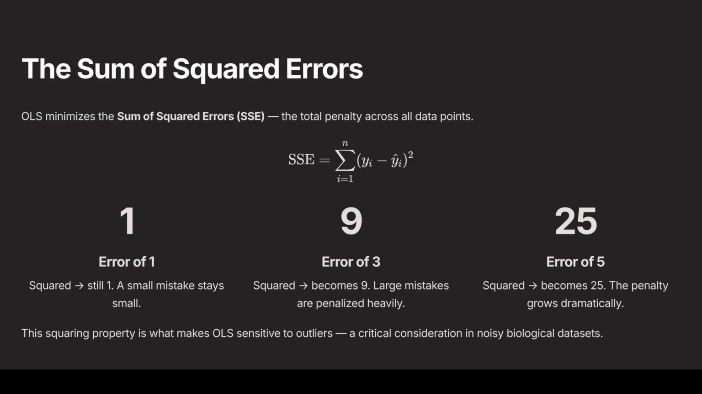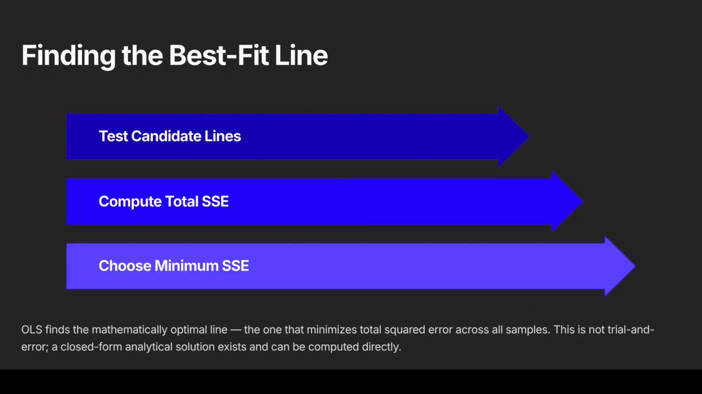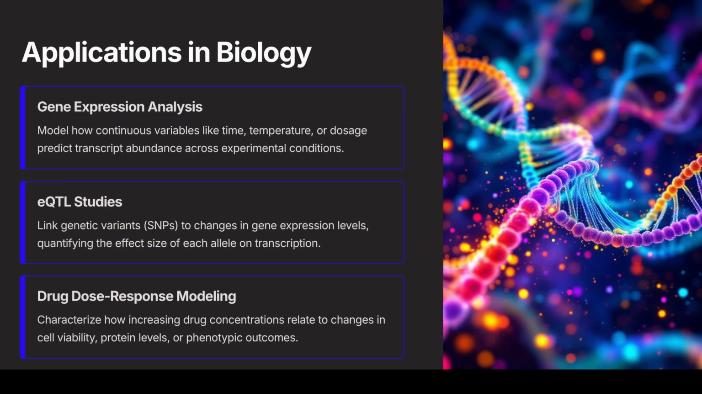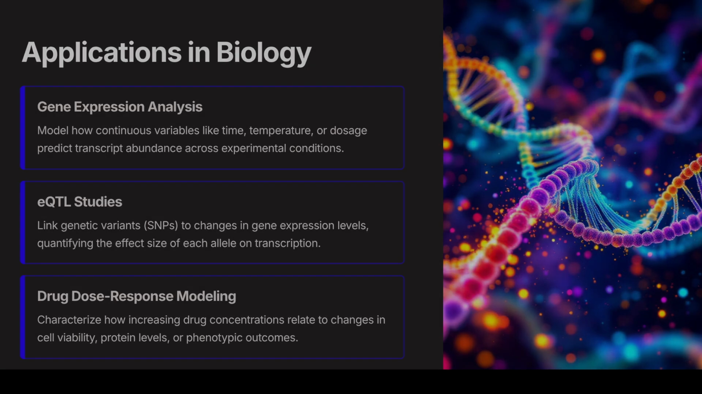The algorithm tries different possible lines and calculates the total squared error for each one. The best line is the one that produces the smallest total squared error across all samples. In other words, it is the line that best fits the data. Linear regression is widely used in biological research. It appears in gene expression analysis, eQTL studies that link genetic variants to expression changes, and drug dose response modeling.